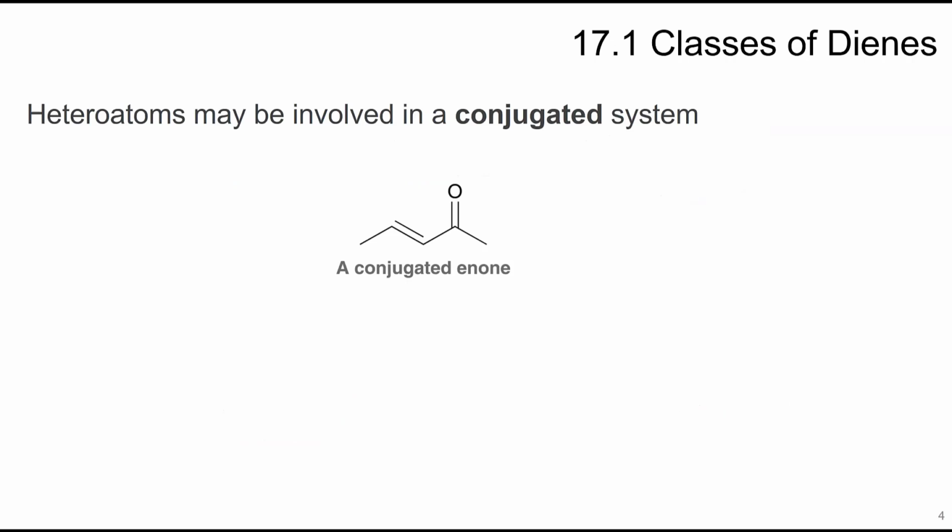Heteroatoms can be involved in a conjugated system. We can see this conjugated enone here. So the double bond oxygen is part of the conjugated system as well. This one has one single bond. So it can be a CC double bond that's conjugated, or it can have an oxygen that is there as well. We can also see nitrogen as part of a conjugated system as well.